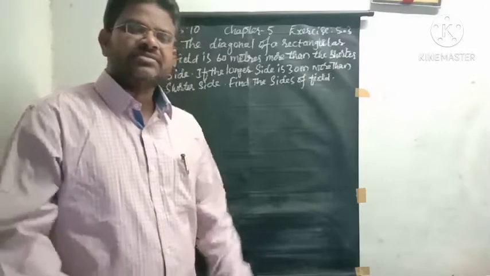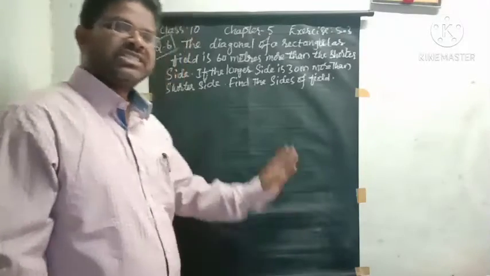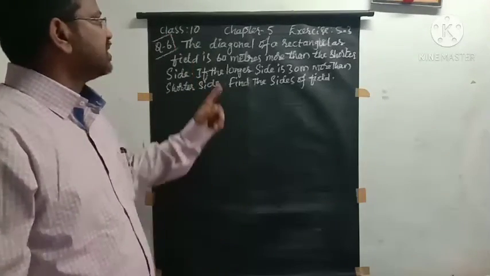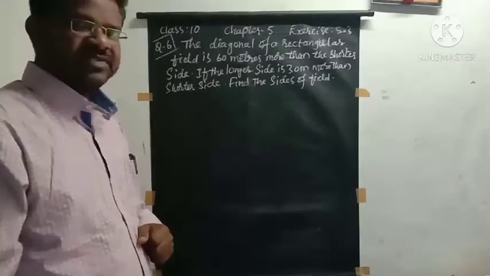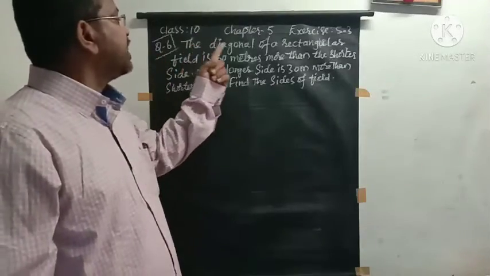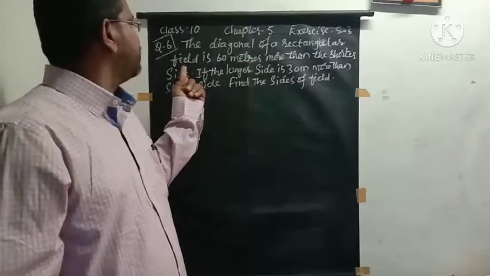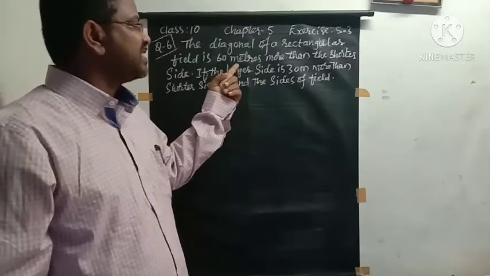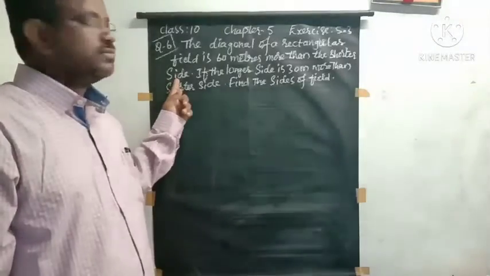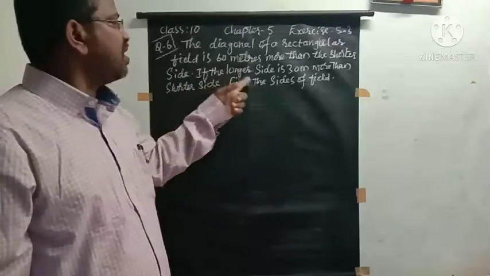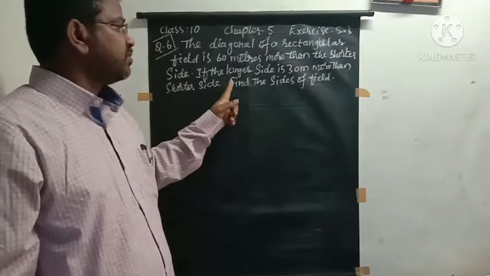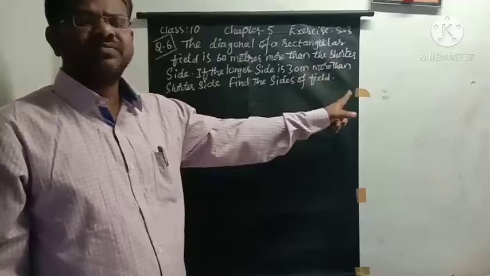So in this session, we'll discuss Standard 10, Chapter 5, Exercise 5.3, Question number 6. The diagonal of a rectangular field is 60 meters more than the shorter side. If the longer side is 30 meters more than shorter side, find the sides of field.